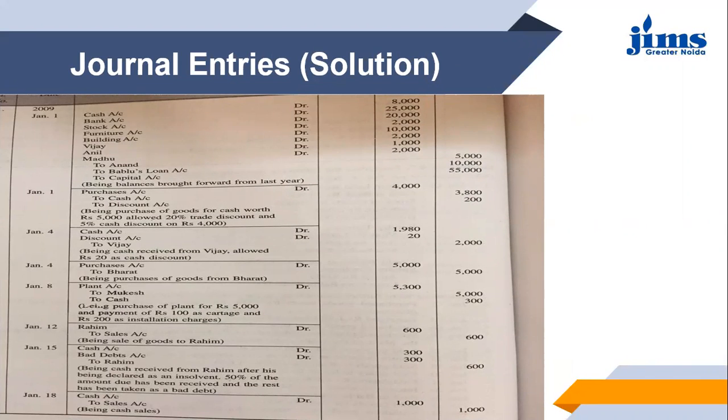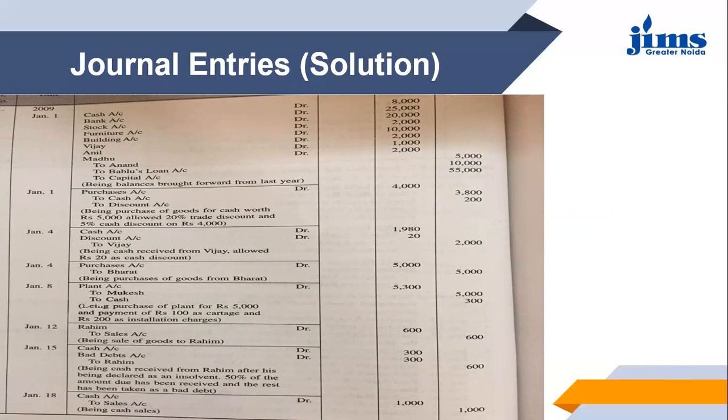So from Vijay, 1980 is being received, and 20 rupees is considered as a discount. Now this discount is a loss because the business has to receive 2,000 rupees, but it is now receiving 1980. So 20 rupees will become a loss and this loss will be debited. And since cash is being received in the business, cash account will be debited and Vijay account will be credited, because if we go with the personal account rule, debit the receiver, credit the giver. So Vijay is the giver here. So Vijay account will be credited.